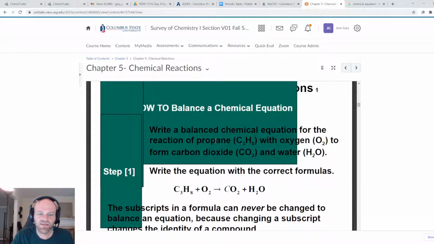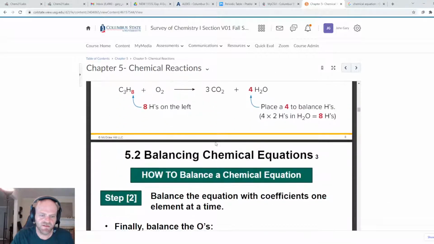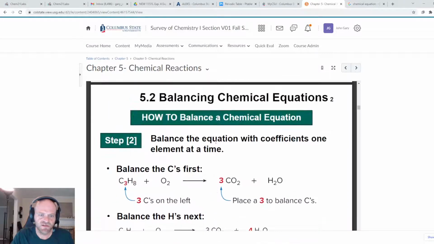So everything that you've learned up till now, I don't know why this looks so bad. I might need to load this on something else.